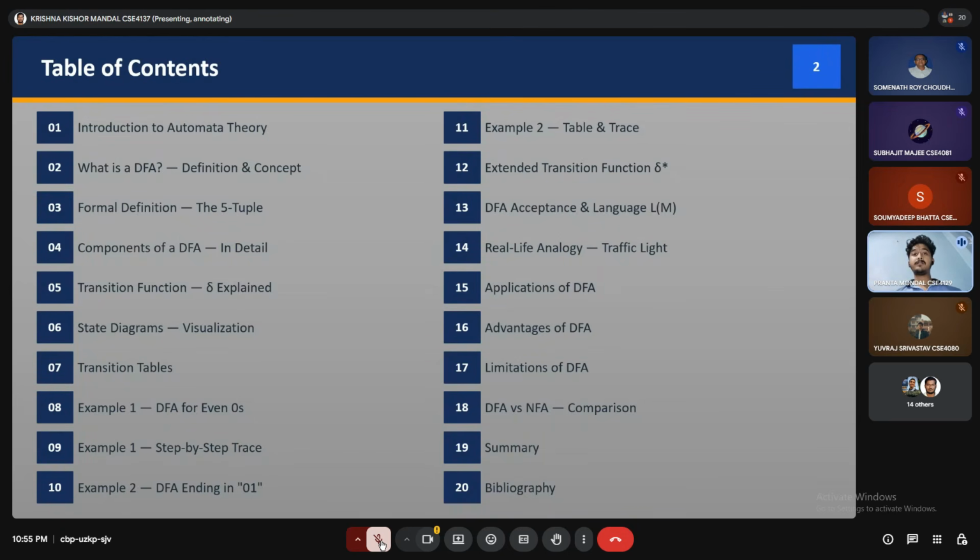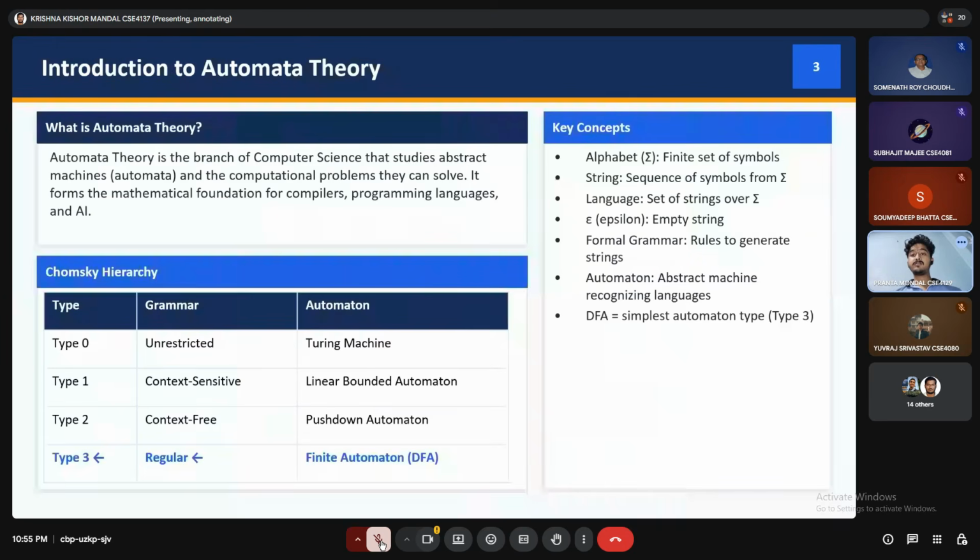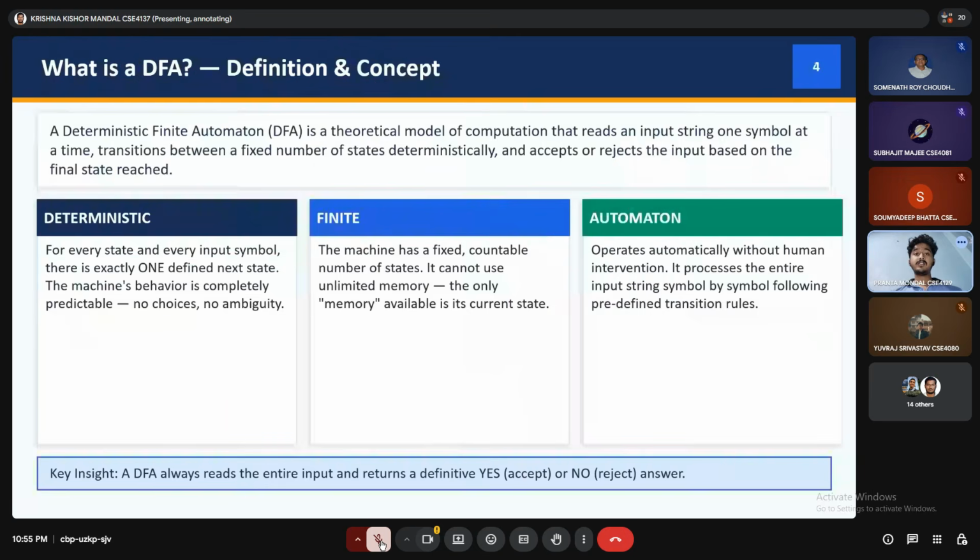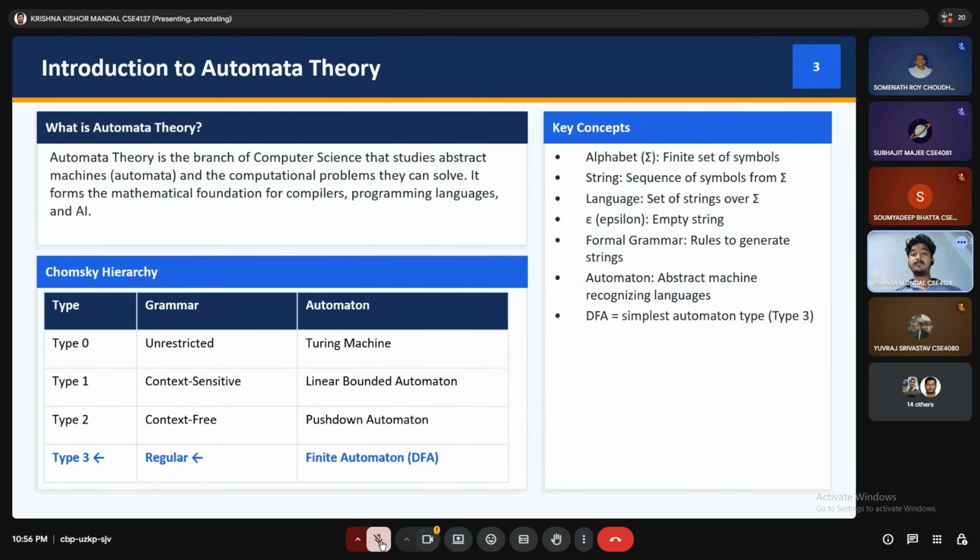So this is the content page. Next slide. Introduction to automata theory. What is automata theory exactly? It is the study of abstract machines and the computational problems they can solve. It provides the mathematical foundation for things we use every day, like compilers and AI. In the Chomsky hierarchy, DFA belongs to type 3, representing the simplest form of automaton, the finite automaton.